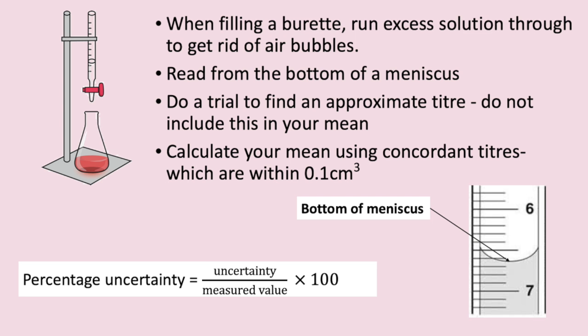Key tips for titrations. When filling a burette, run excess solution through to get rid of air bubbles. You must read from the bottom of a meniscus. Do a trial run to find an approximate titre. This shouldn't be included in your final mean. Calculate your mean using only concordant titres. Concordant titres are within 0.1 centimetres cubed of each other.